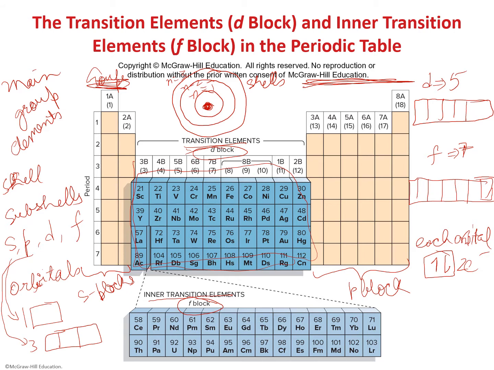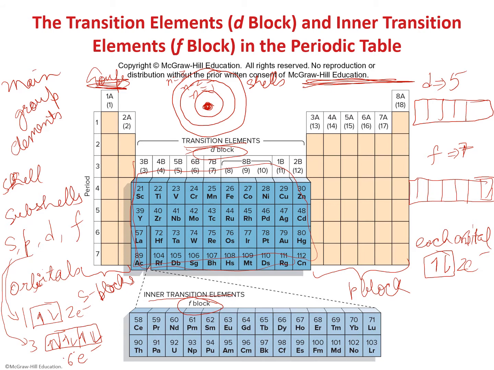So how many electrons can we have in S orbital? In total, we can only have 2 electrons, right? 1 times 2, 2 electrons. 3 orbitals in P consist of 3 times 2, which is 6 electrons. So we can have 1, 2, 3, and then 4, 5, and 6, right? So we can have 6 electrons here.